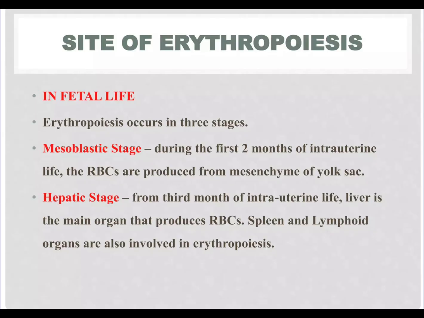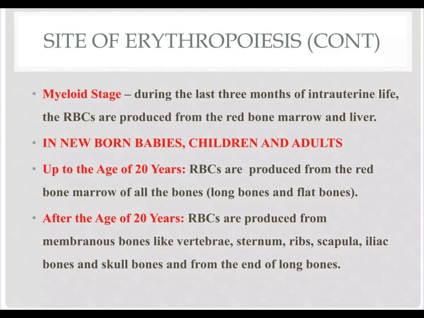So the mesoblastic stage, which is the mesenchyme, is about the first 2 months, while from the 3rd month to the 6th or 7th month is the hepatic stage with the liver. The myeloid stage is about the last 3 months before delivery. Here the bone marrow and the liver take up, with your myeloid bone marrow, don't forget.